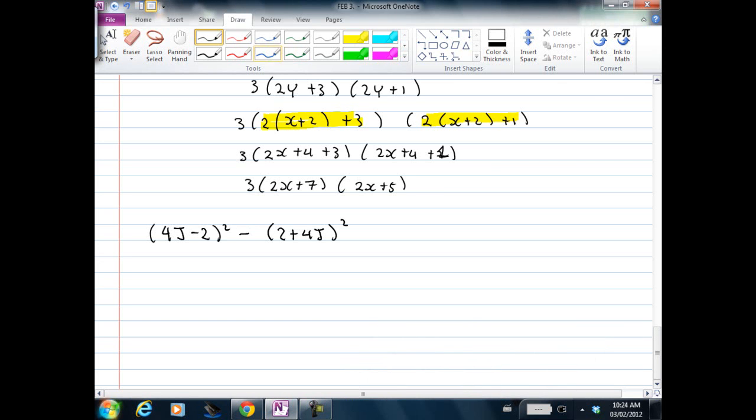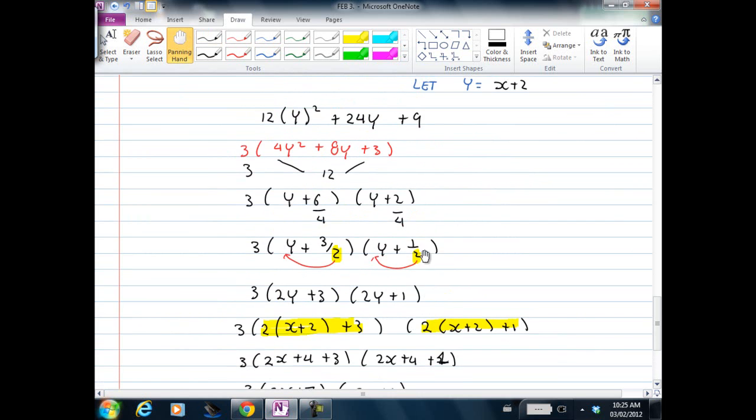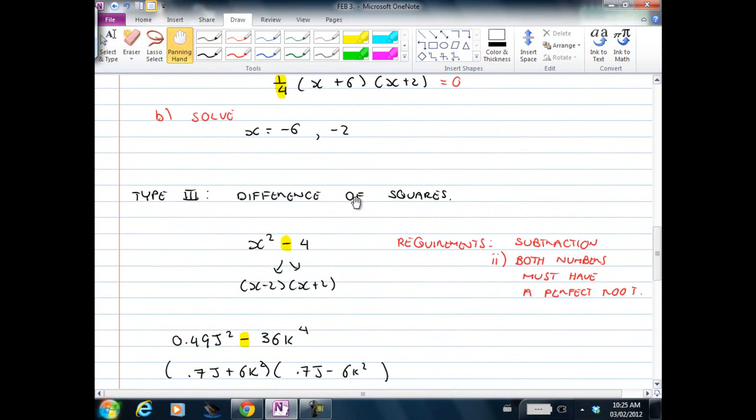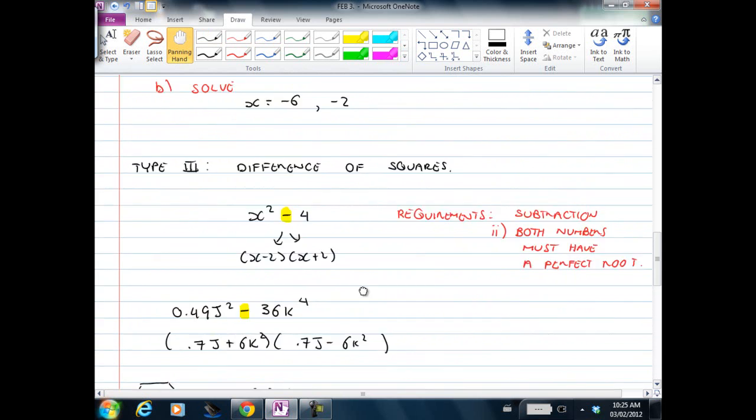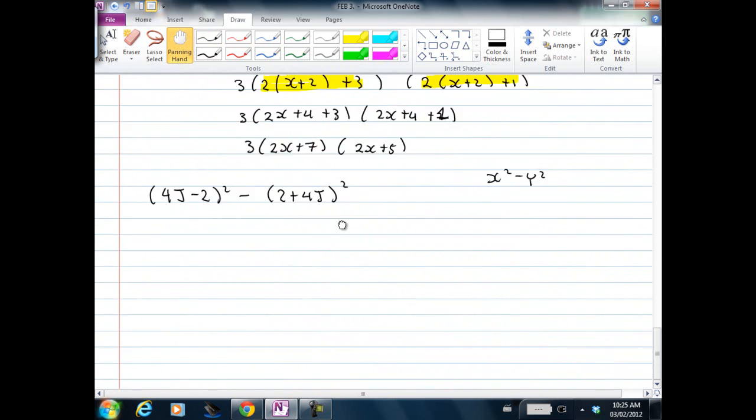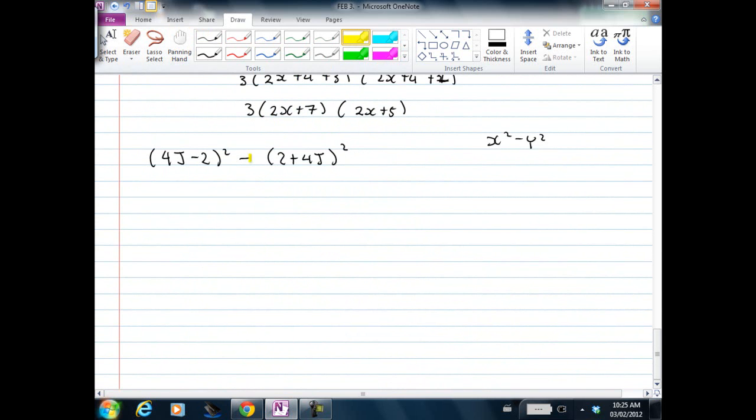So guys, I walked around and a lot of you seem to have trouble with this. See, this looks like something called the difference of squares. X squared minus y squared. This looks like a type 3 example where it's a difference of squares. The reason why I know it's a difference of squares: it satisfies my conditions. Number 1, there's a minus sign there. Number 2, both of these are squares, so there's a perfect root.